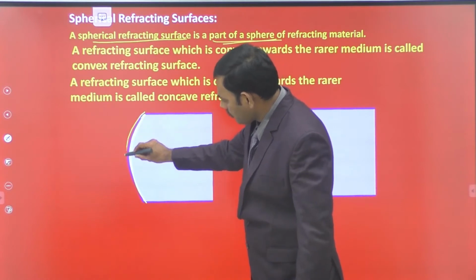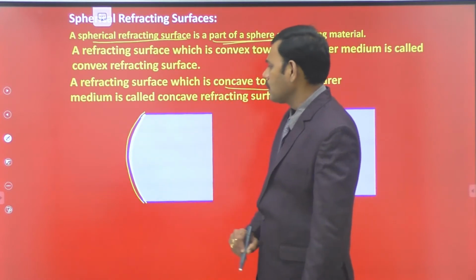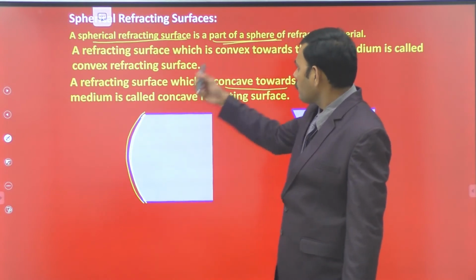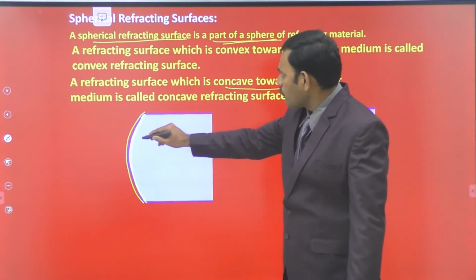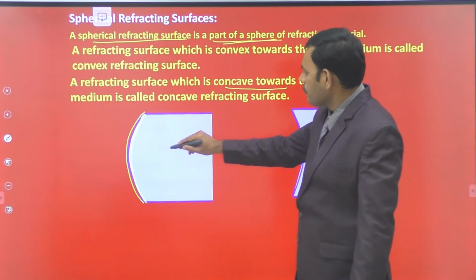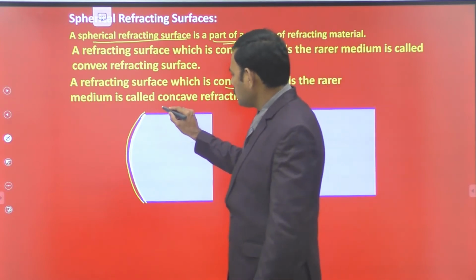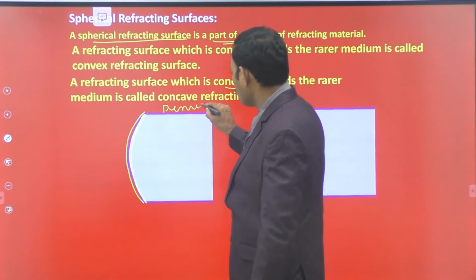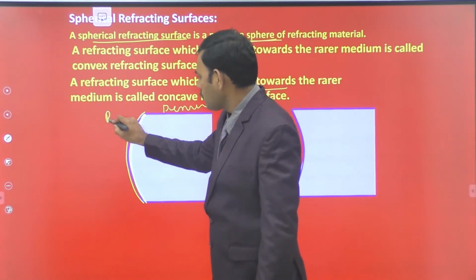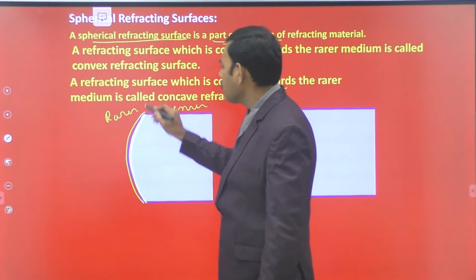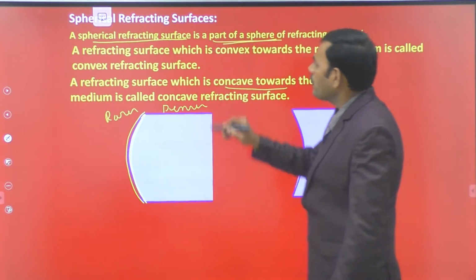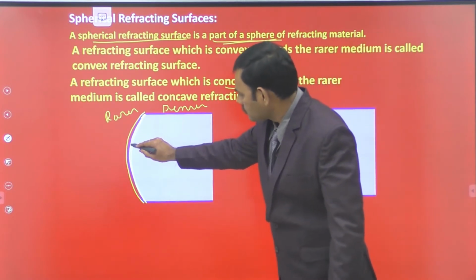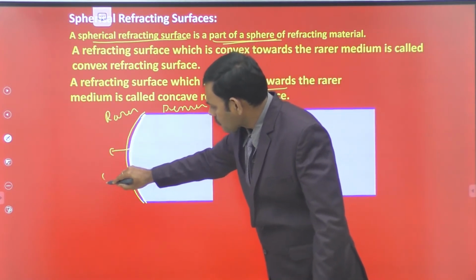Here we are observing the refracting surface. I have clearly redrawn it in yellow color. This is a part of a sphere. This spherical refracting surface is a part of a sphere, and moreover this is the medium having more refractive index, let this be the denser medium, and this is the medium having less refractive index, let this be the rarer medium. So as explained here, a refracting surface which is convex towards the rarer medium, this is convex. The shape is convex.